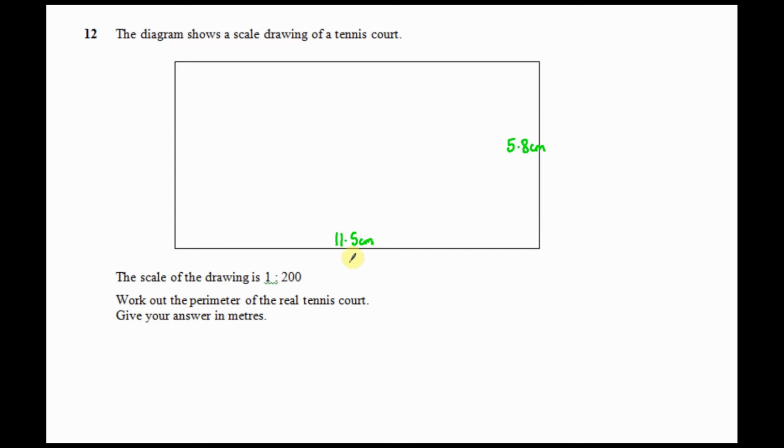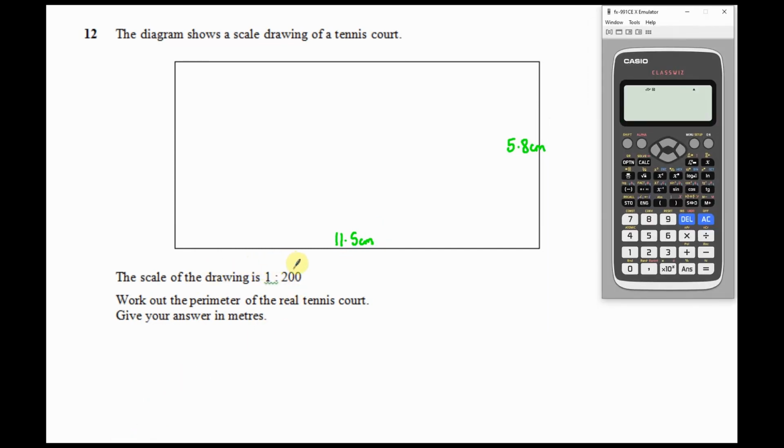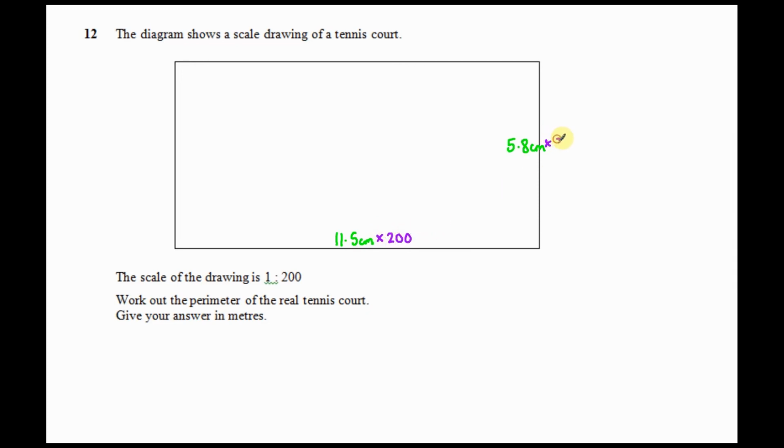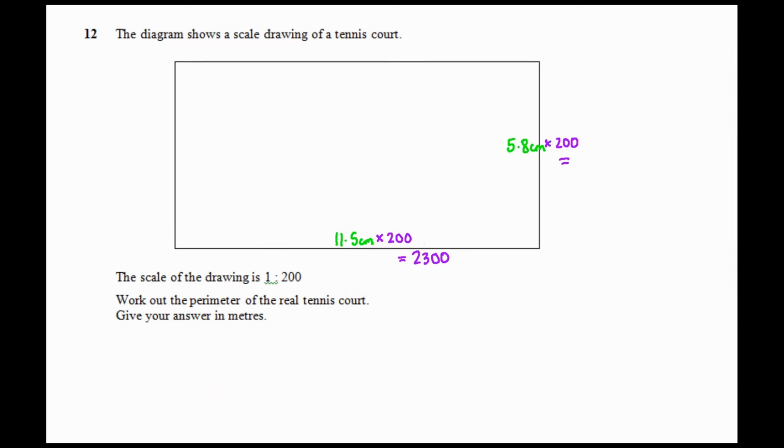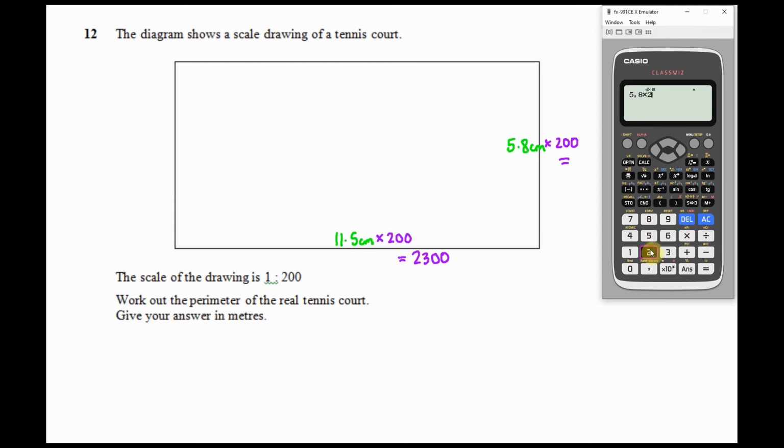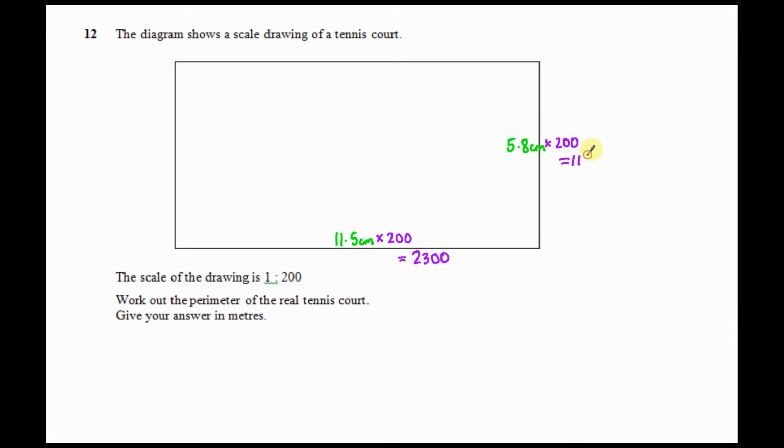But in actuality, what you need to do here is work out, because the scale is 1 to 200, that means 1 centimeter here is 200 centimeters in real life. So if I times that by 200 and that by 200, let's see what lengths we get. So 11.5 times 200 gives us 2,300. Same, so 2,300 and 1,160. So if we add all those together, 2,300 twice, and then 1,160 twice.